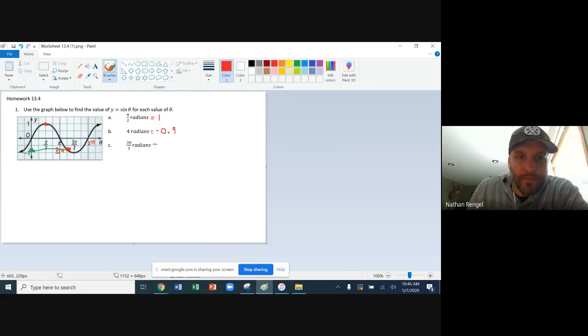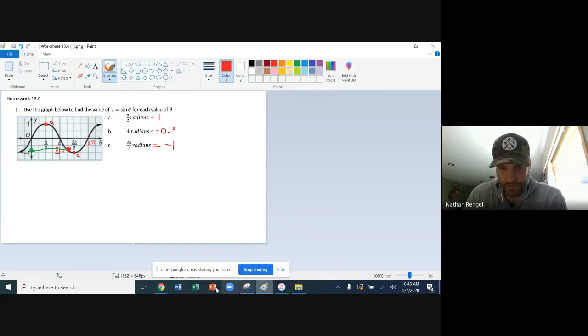And lastly, 3 pi over 2, which is this position right here. So that's going to be my C. This was my A up here. At 3 pi over 2, I'm at exactly negative 1. So there's our sine values based on using the graph instead of the unit circle. We can still find those values.